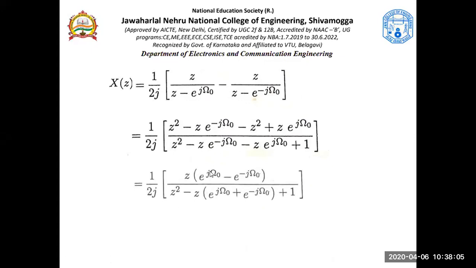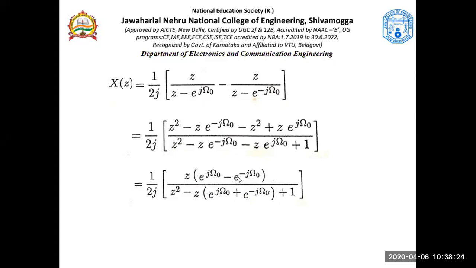So z plus z square minus z square, it will go off, and you are left with e power j omega naught minus e power minus j omega naught. If you take z common, you have plus z, you have minus z. So it is e power j omega naught minus e power minus j omega naught. In the denominator, what would be left behind? You have z square, and this minus z you take common, you will be left with e power j omega naught plus e power minus j omega naught, plus 1.